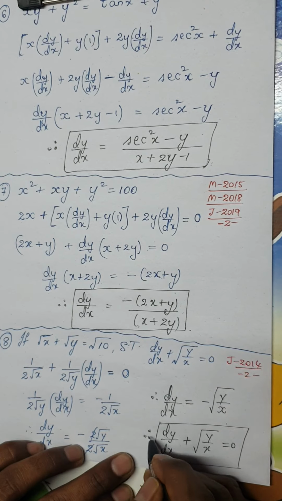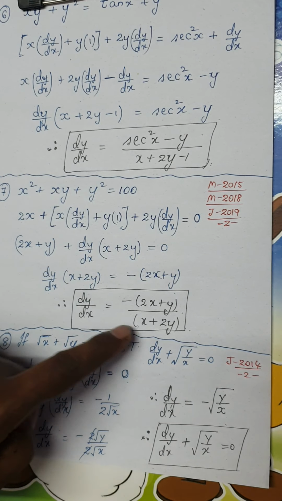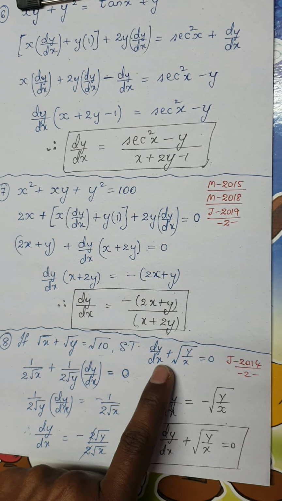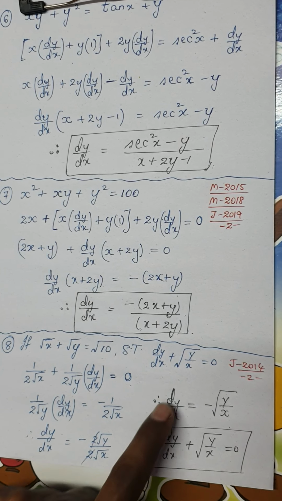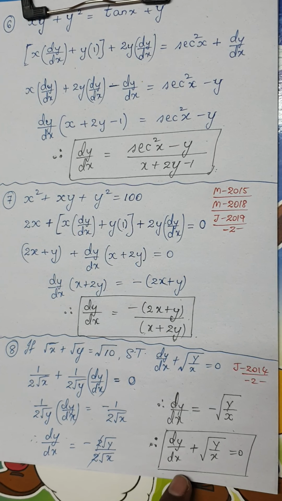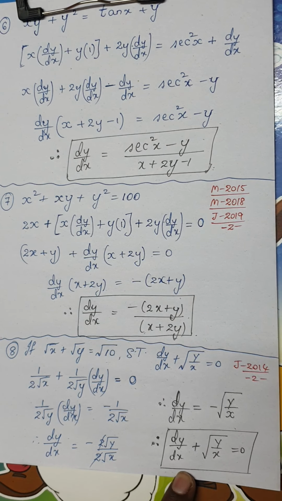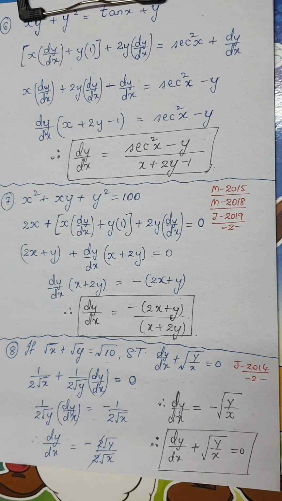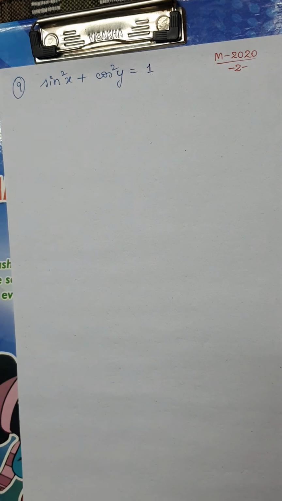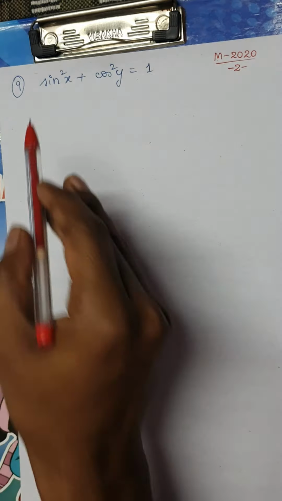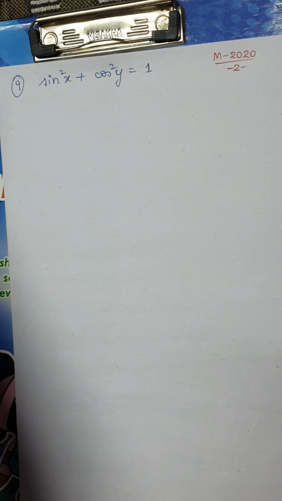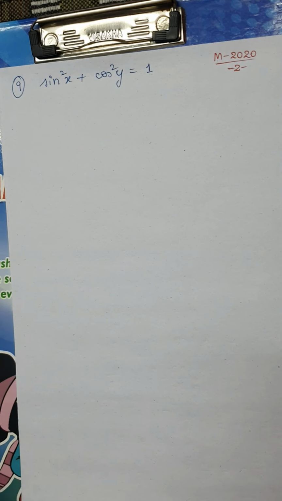If they ask you to find dy by dx, you can find dy by dx, but if they ask you to show that, you cannot leave it here, you have to keep it in the prescribed way, okay. Good. Consider the next question, friends. I have sin square x plus cos square y is equal to 1.